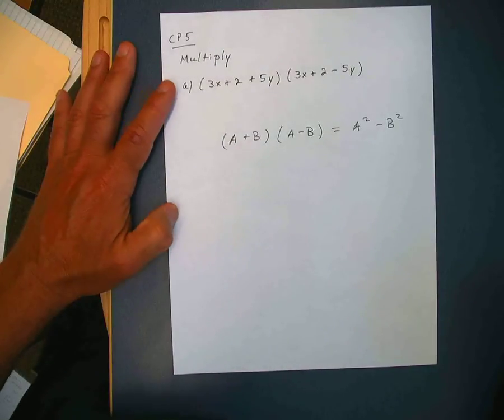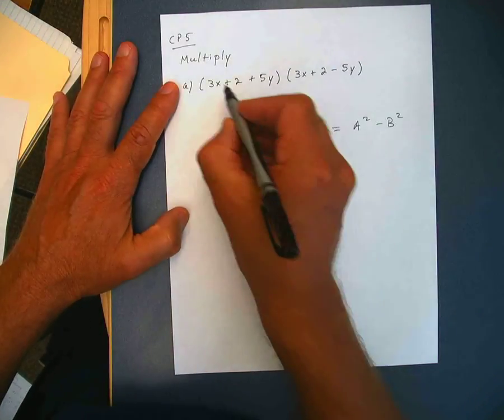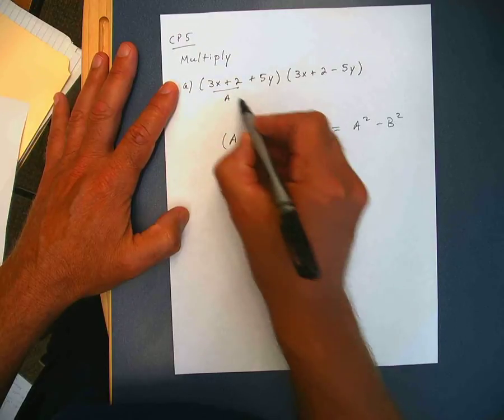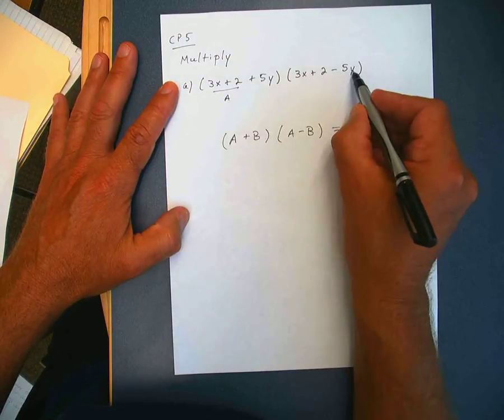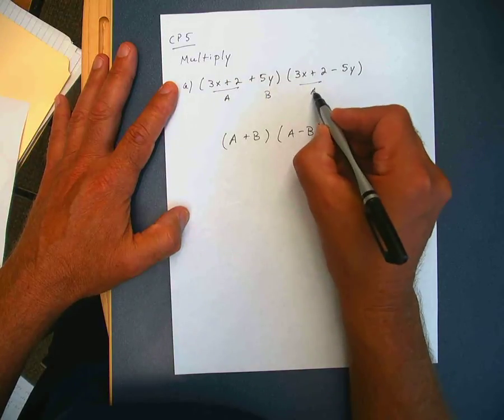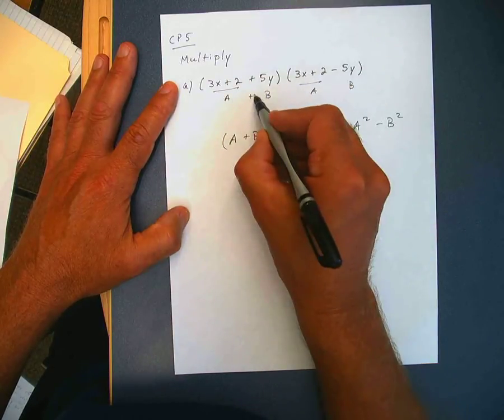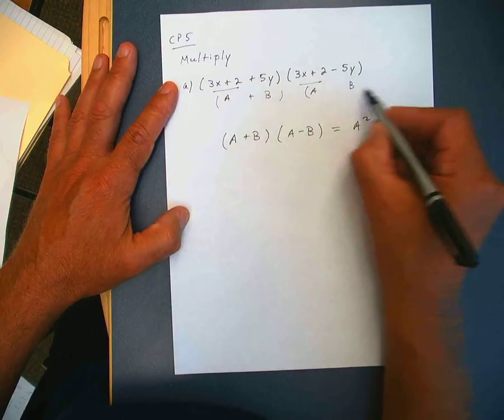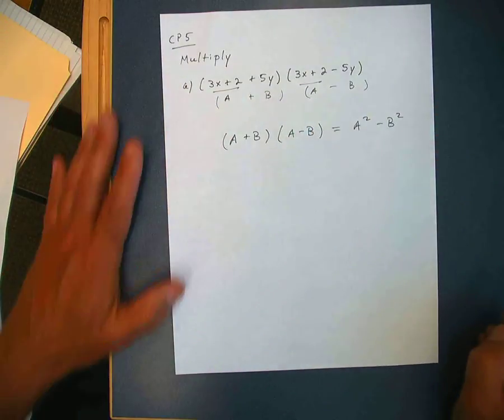If we treat 3x plus 2 as a, and we can see we have 5y minus 5y there, and 5y as b, here would be a again, and this would be b. We do have that pattern, a plus b times a minus b.